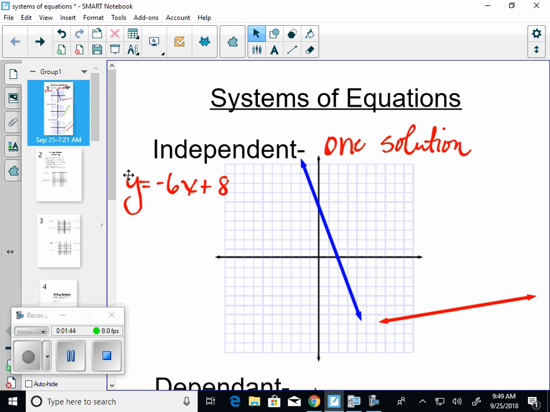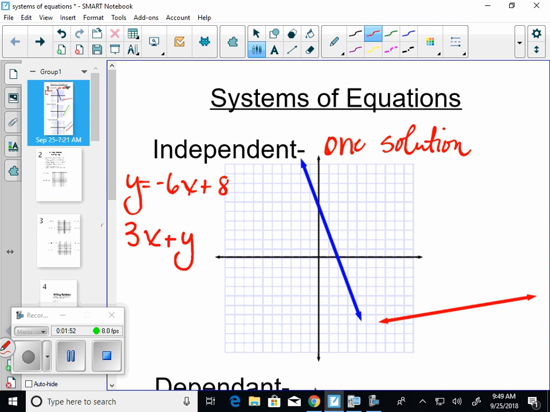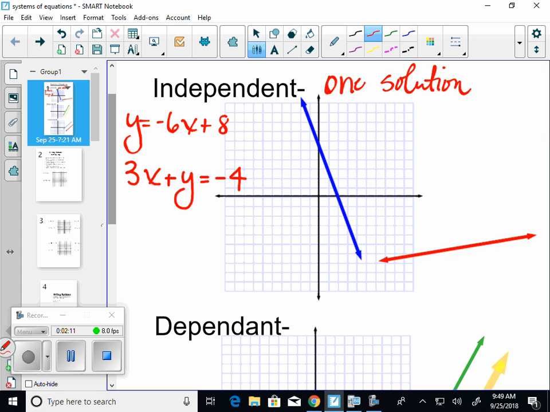And then if I gave you another equation, 3x plus y equals negative 4. Could I graph that line? Not yet, but if I change it a little bit, then I could graph it pretty efficiently, right? If I change it to a y equals, where my y is isolated, then I would know my slope and I'd know my y-intercept. So let's go ahead and fix that.